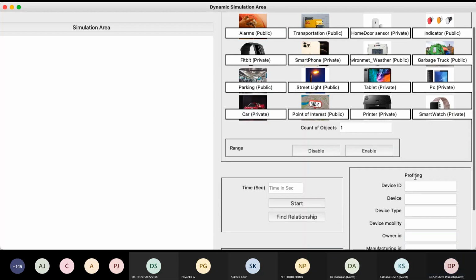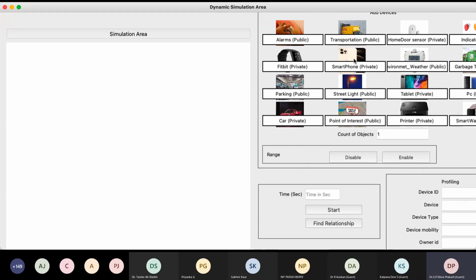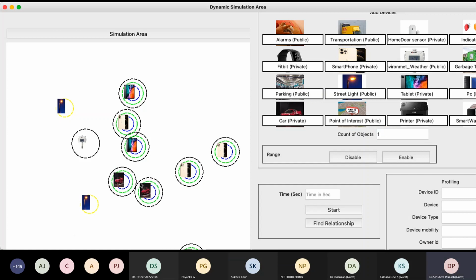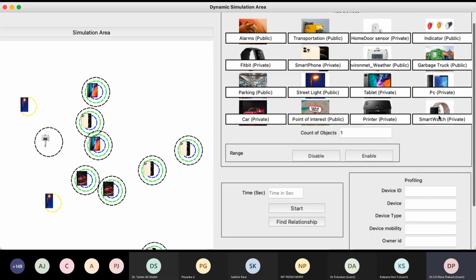Now, let me try to add a few devices. I'll add 5 smartphones, one static printer, let's say 2 tablets, and a few street lights. One more, some 2 cars, which are private devices, and 2 to 3 smartwatches.